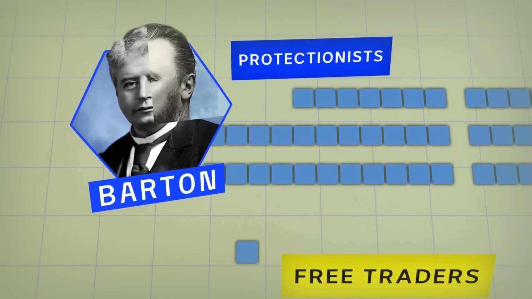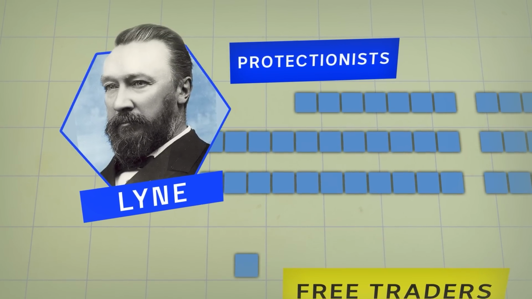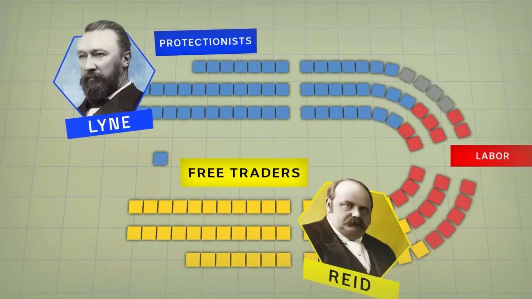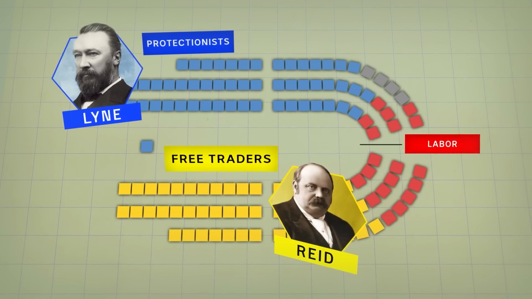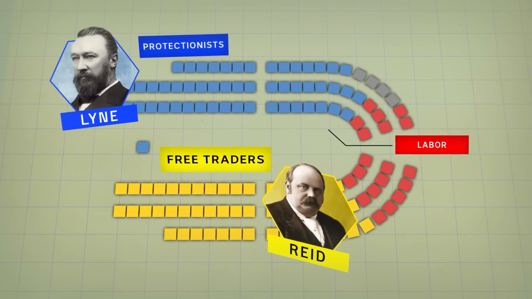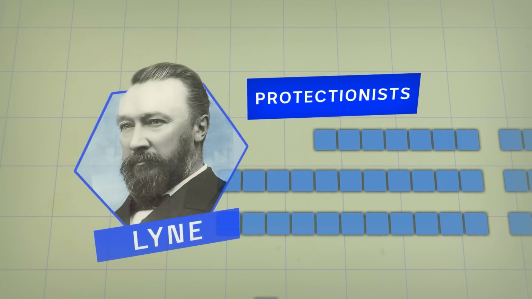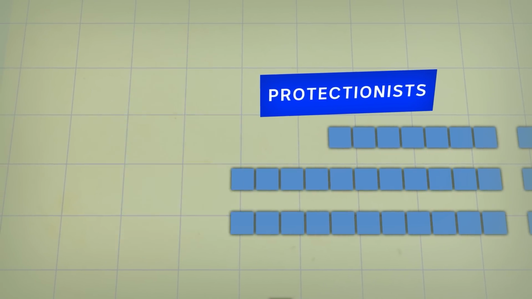The protectionists replaced Barton with an anti-federalist attack dog, William Lyne. Lyne successfully persuaded Labor to abandon Reid, and as Federation loomed at the end of the year, the deal was that the New South Wales Premier would get to become Prime Minister.